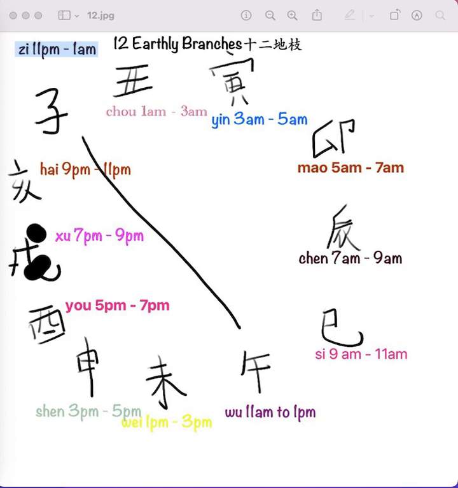So I will help you pronounce this a little bit, and we will learn more about this later on. So this is 子, 丑, 寅, 卯, 申, 巳, 午, 未, 申, 酉, 戌, 亥. Again, you don't have to memorize any of this because there are always handy charts to refer to. But just know that the whole system has to do with measuring time, and it's related to the calendar.